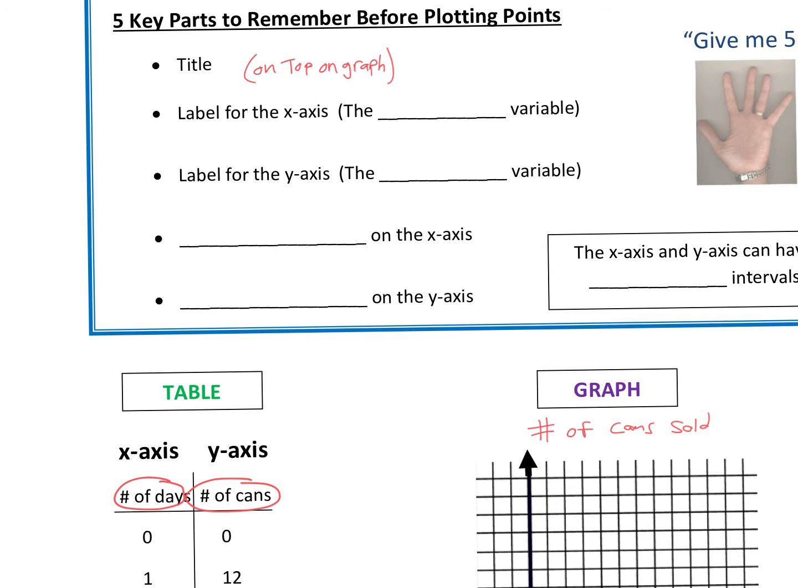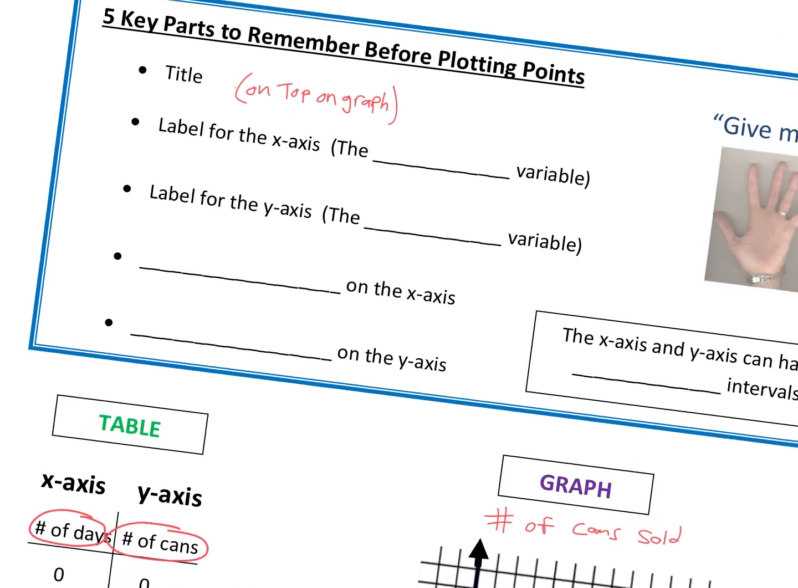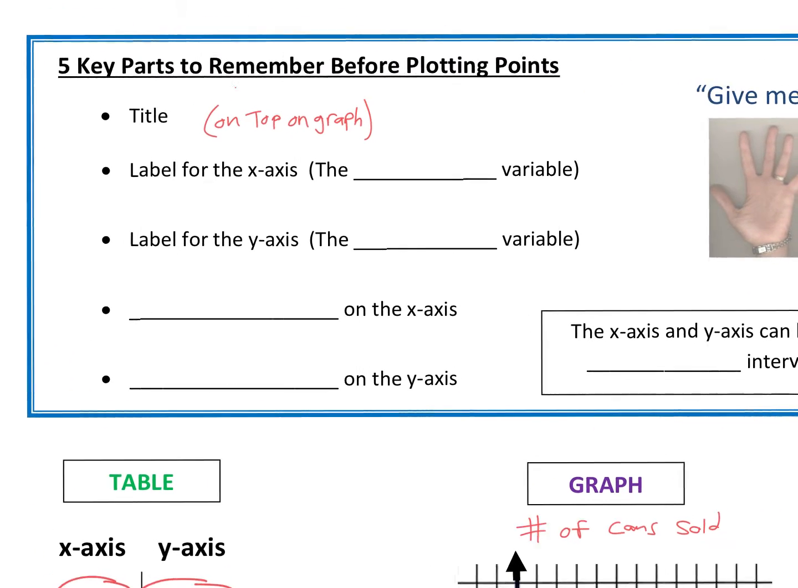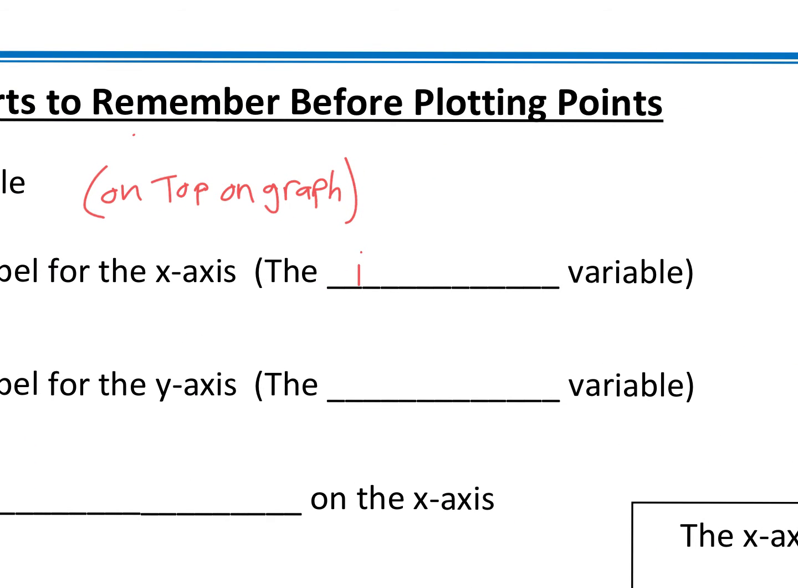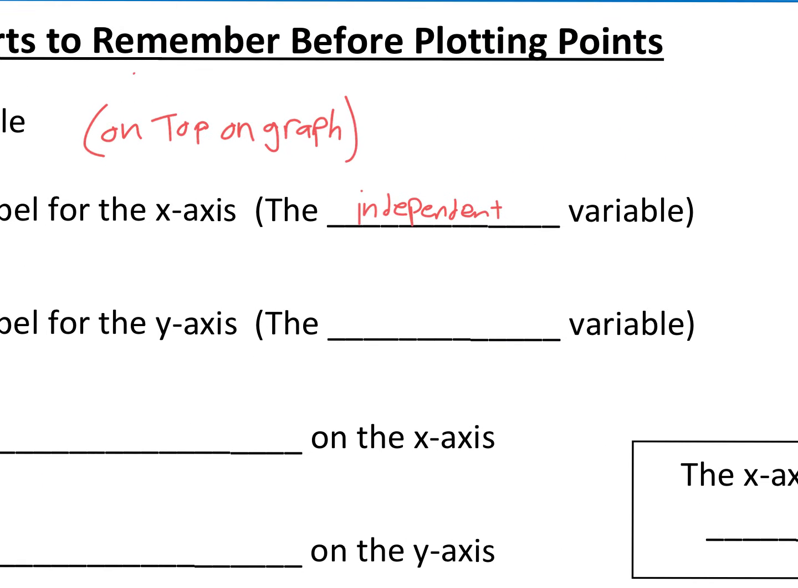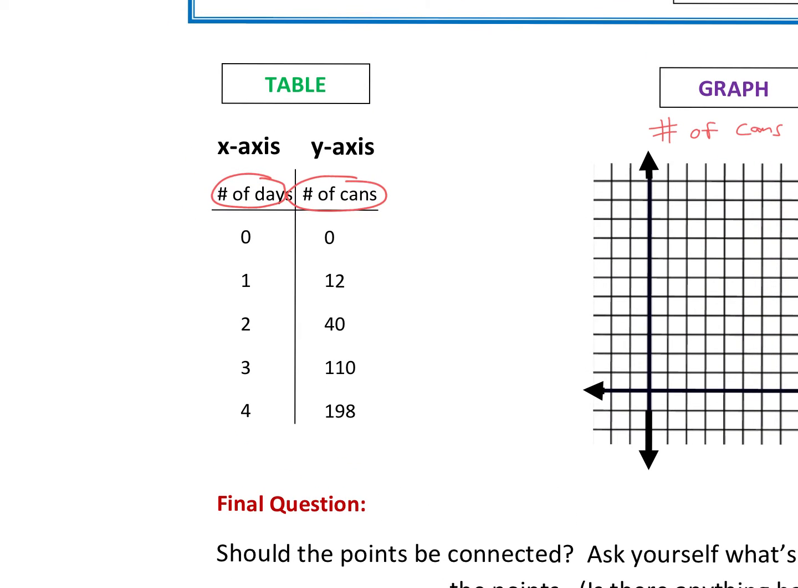The next thing is you need to put a label on your x-axis. The x-axis is your independent variable. And then you also need to put a label on your y-axis, right, which remember is the dependent variable. Now it says label, right? It's kind of like a name if you want to think of it that way. You're just telling us what you're measuring on each of those axes.